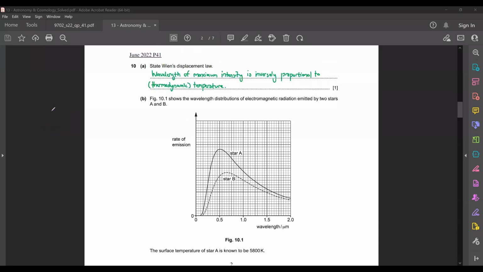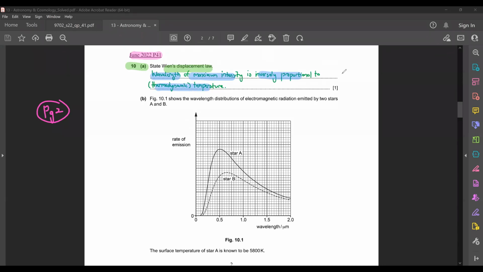Now, if you look at page 2 of your topical worksheet, this is actually June 2022 P41. At the first question, state Wien's displacement law. Wien's displacement law states that the wavelength of maximum intensity is inversely proportional to the thermodynamic temperature.